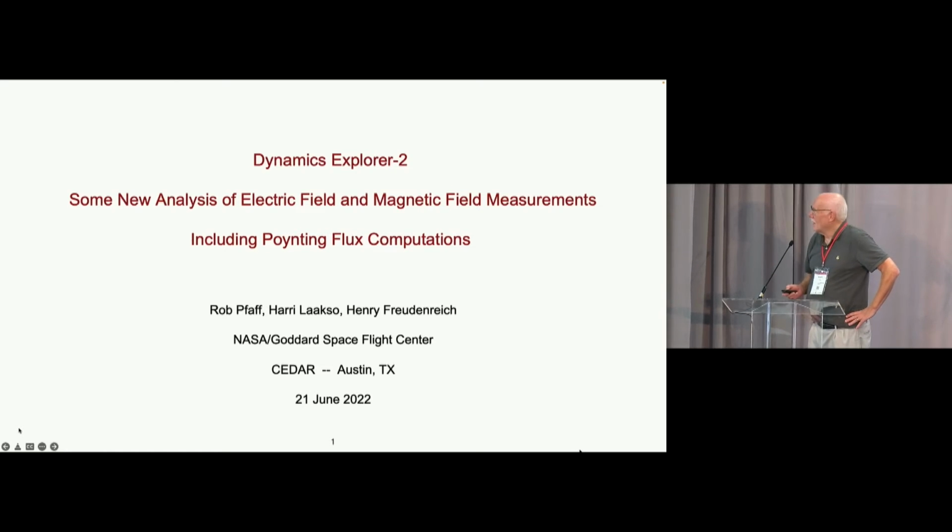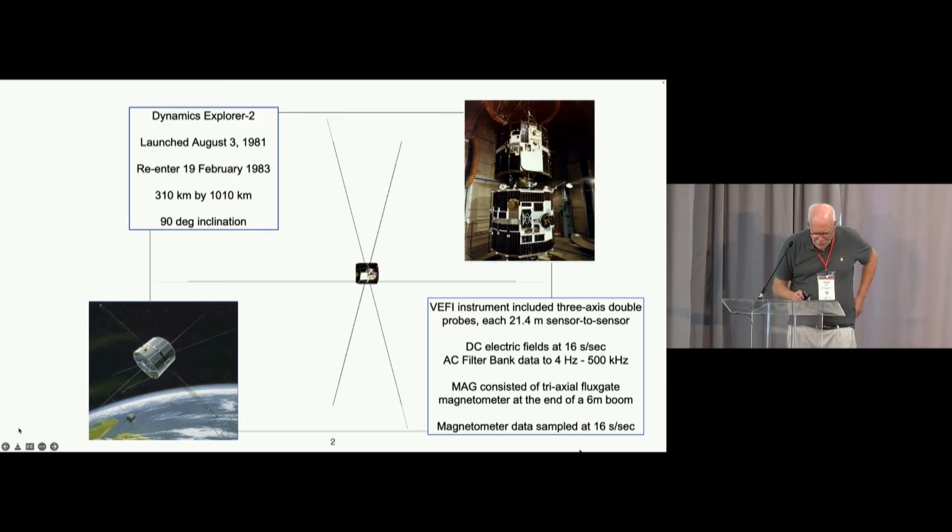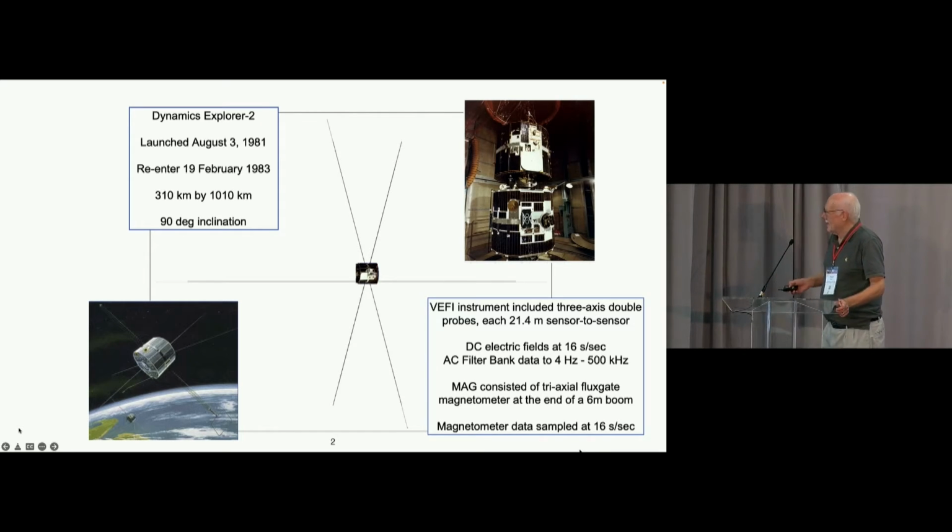move this forward. So, Dynamics Explorer 2 was launched in 1981. It lasted for about 18 months before it re-entered. It went into a 300 by 1,000 kilometer orbit with 90-degree inclination. It was actually launched with DE2 on top, but the artist drawing always has DE2 way in the back. This is DE1, this is DE2 back here. But nevertheless, here's a drawing we did. It had triaxial booms, 11 meters each coming out, so 21.4 meters sensor to sensor, and really some great data.